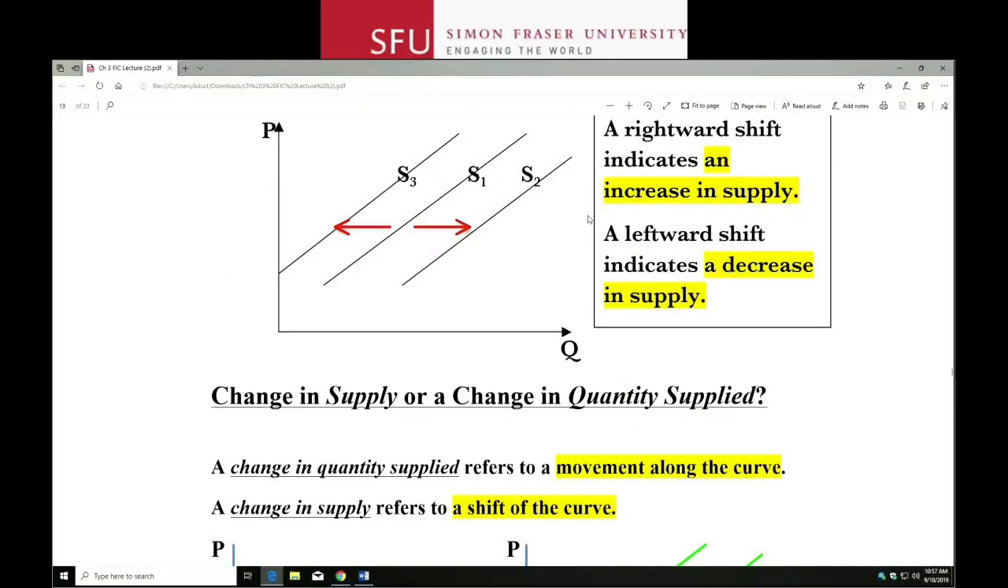All right, so we have our 2 phrases here. A change in quantity supplied, that tells you it is a movement along the curve, or a change in supply without the word quantity. That means it is a shift or it's a new curve.